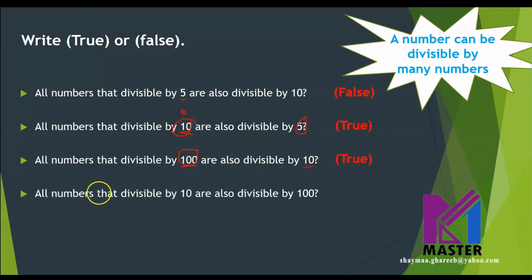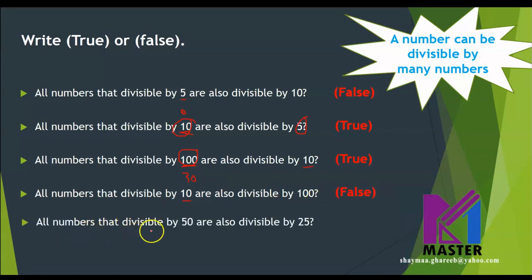Okay? All numbers that are divisible by 10 are also divisible by 100? No. Is the 10 a multiple of 100? No. So, for example, number 30, it's divisible by 10, but is it divisible by 100? No. So this statement is false. All numbers that are divisible by 50 are also divisible by 25? Of course. Why? Because 50 is a multiple of 25. Then all the multiples of 50 are multiples of 25. So this statement is true.